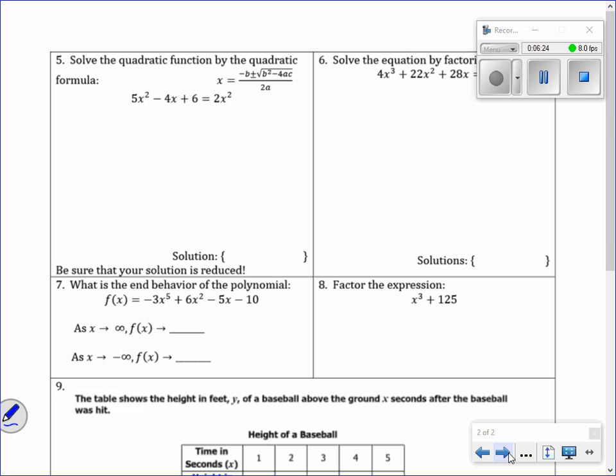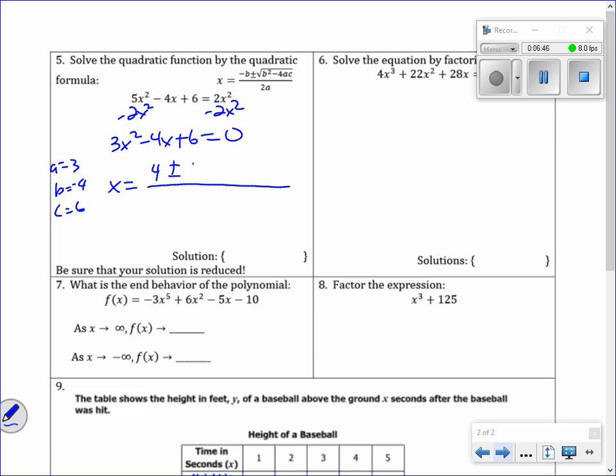All right, over here, number 5, good old quadratic formula. So I got to fix this up, minus 2x squared, minus 2x squared here. So I get 3x squared minus 4x plus 6 equals 0. All right, so I got my quadratic formula. A is 3, B is -4, and C is 6. So I say x equals, and there it is up there, negative b. So a negative of a -4 is positive 4, plus or minus the square root.